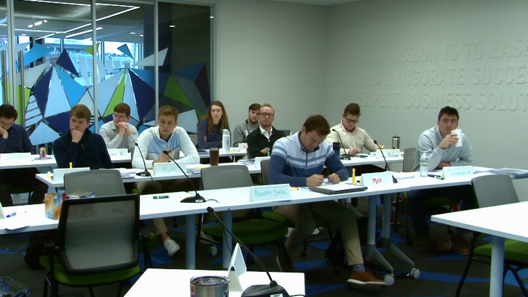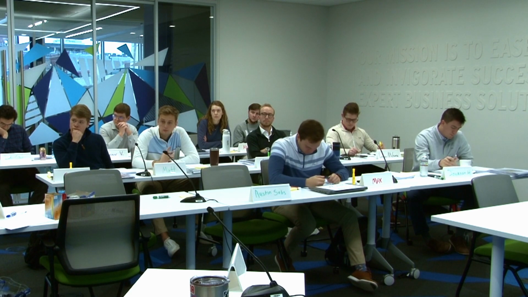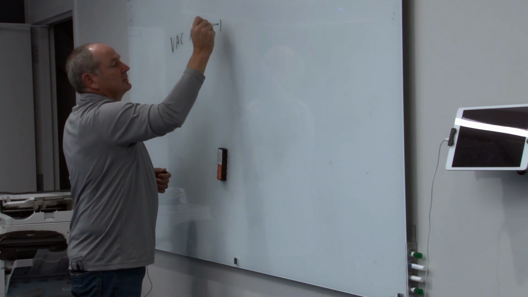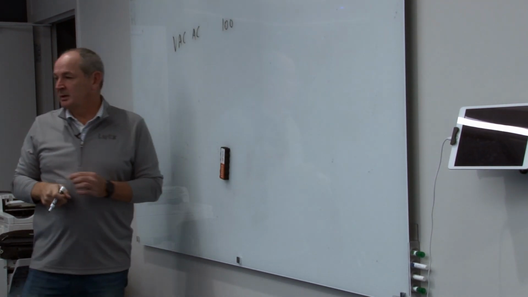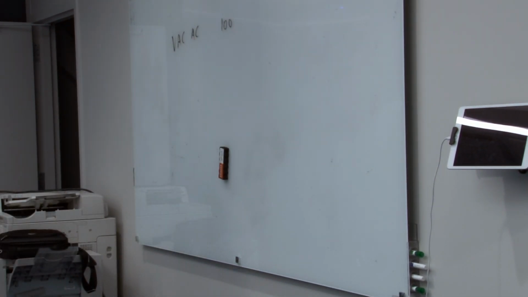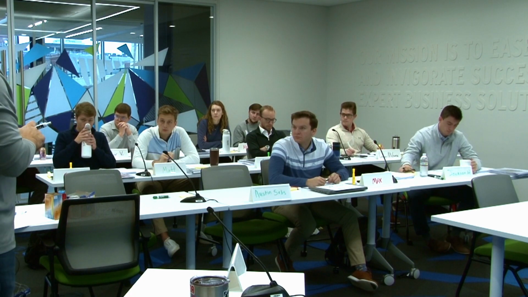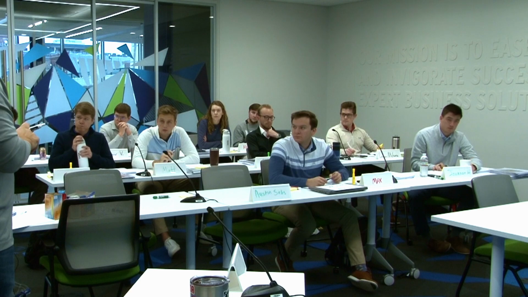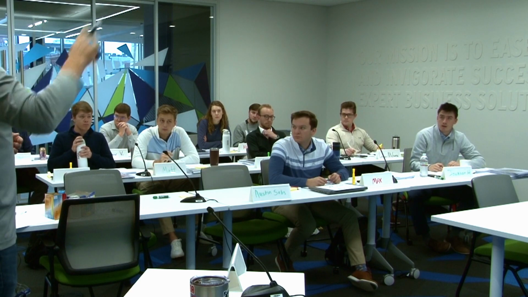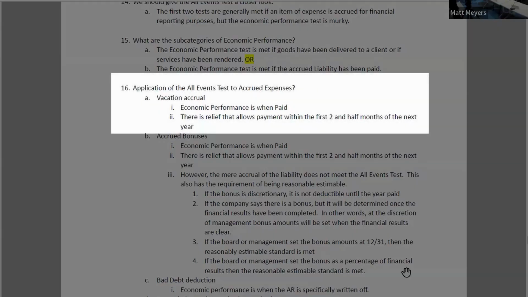So let's see. If I know my vacation accrual is $100 at the end of the year on December 31st, do I know what my amount of deduction is? I do. Yes. Are you sure? Read it again. No, because it has to be paid within the next 2.5 months. It has to be paid in 2.5 months.